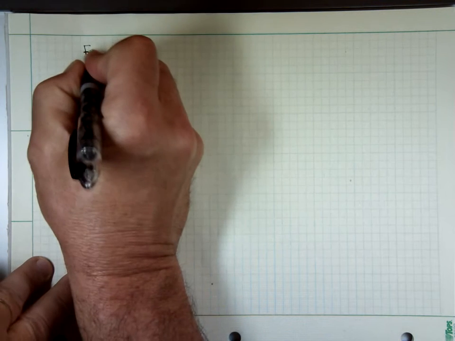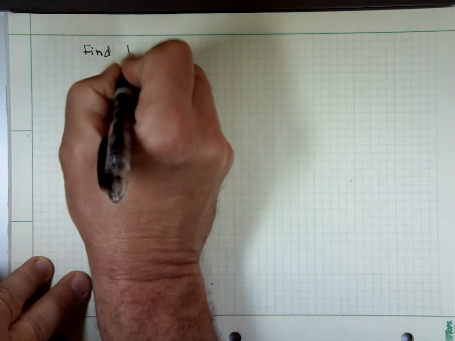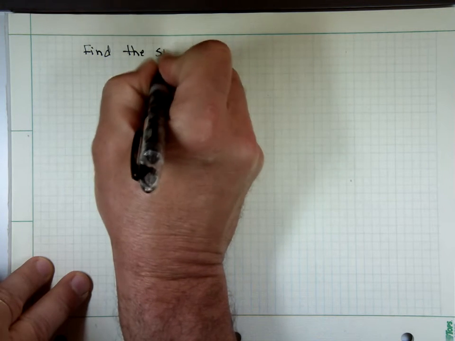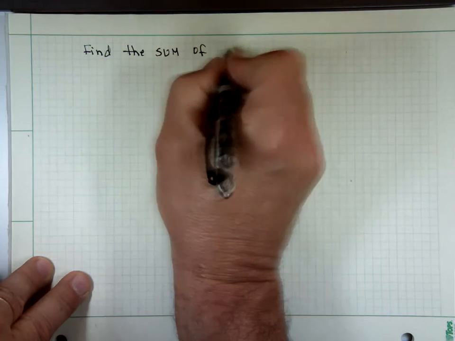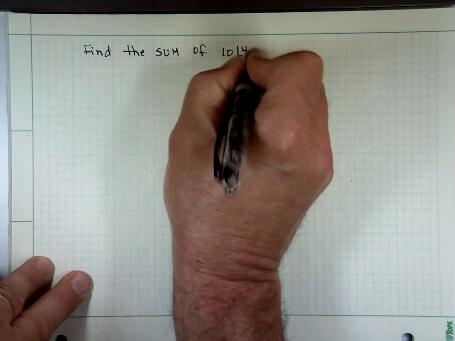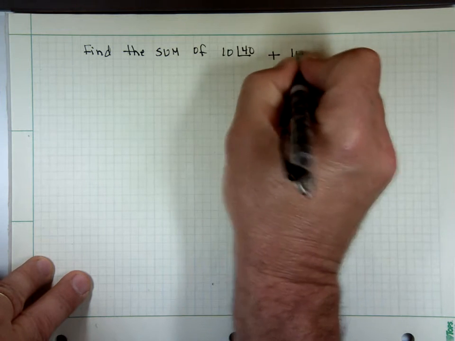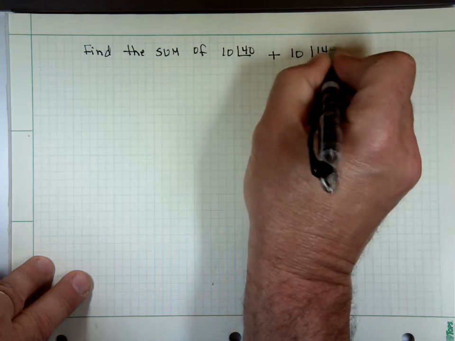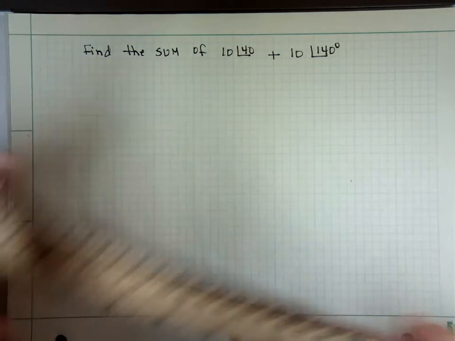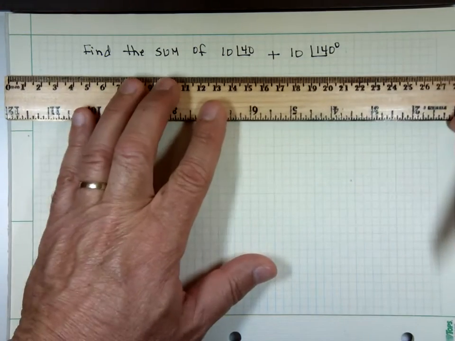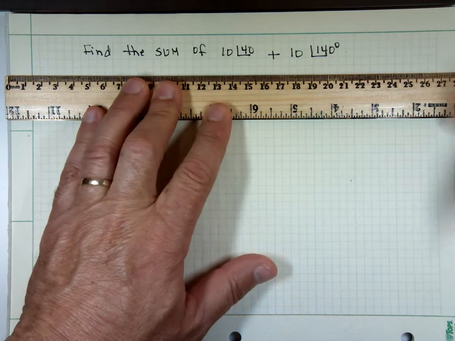So here's the question. Find the sum or the result of 10 angle 40 plus the other one was 10 angle 140. What I'm going to do actually with these, I'm going to make a table. What I like about the table, it reminds me to do all the pieces I need to do.